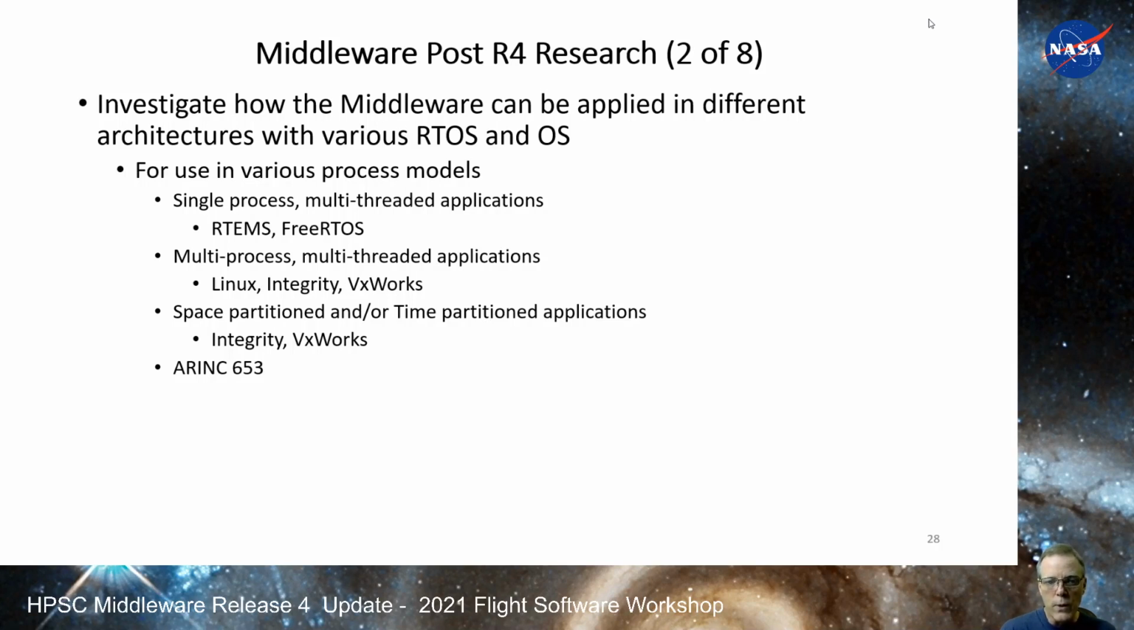For this research, we're taking a look at how middleware can adapt to different operating systems and real-time OS models, such as single-process, multi-threaded applications, which include the traditional RTOSes, such as RTEMS or, say, FreeRTOS; multi-process, multi-threaded applications like Linux, Greenhills Integrity or VxWorks; space-partitioned or time-partitioned applications such as Integrity or VxWorks with its hypervisor; and partitioned safety-critical systems such as ARINC 653 systems.